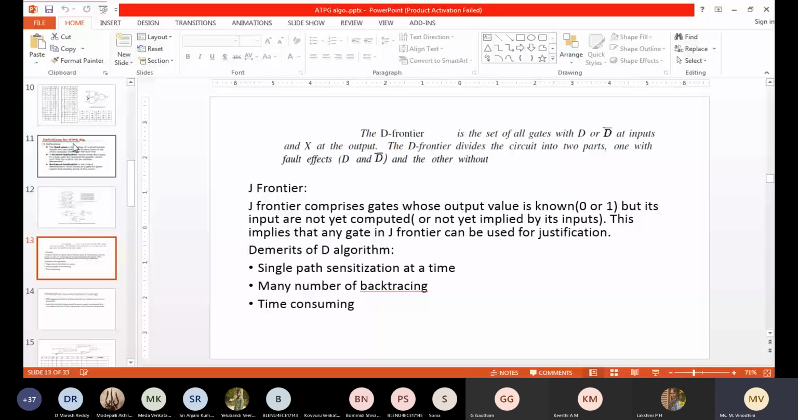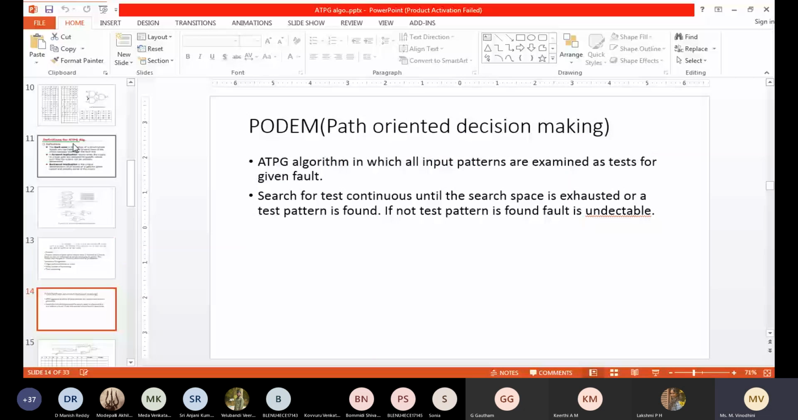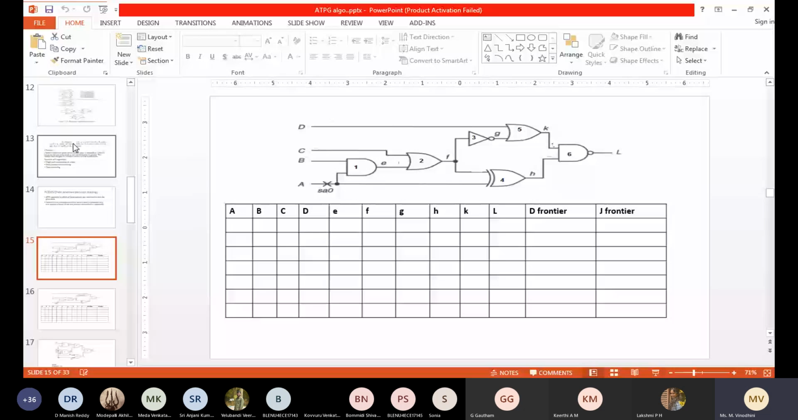Because of this problem, we move on to the next type of algorithm, PODEM. The full form of PODEM is path-oriented decision making. Now let us look into this algorithm. This is a circuit given to you. There is a fault specified at the primary input A. The fault is a stuck-at-0 fault.